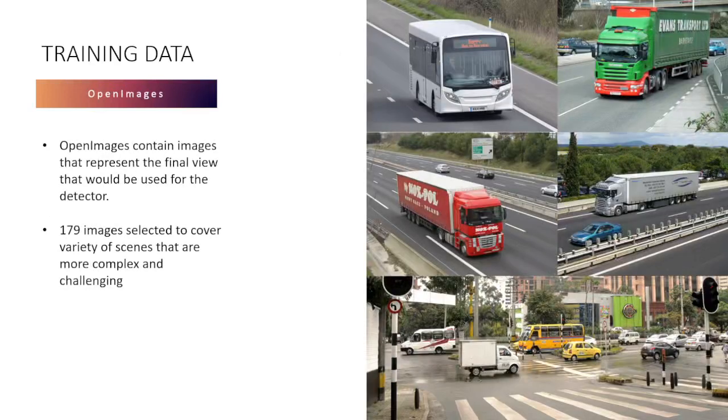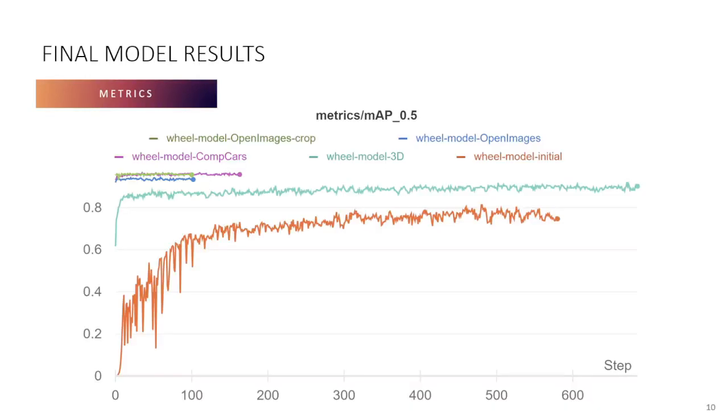Next is the open images. Those have been selected to provide final views that imitate the final use case of the detector. I manually selected 179 images to cover a variety of the cases and also provide complex scenarios to handle. How did the model behave?